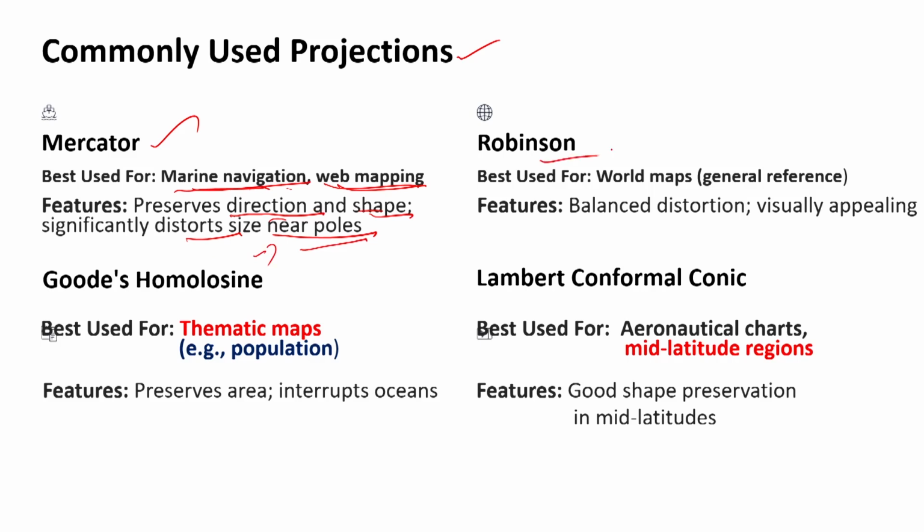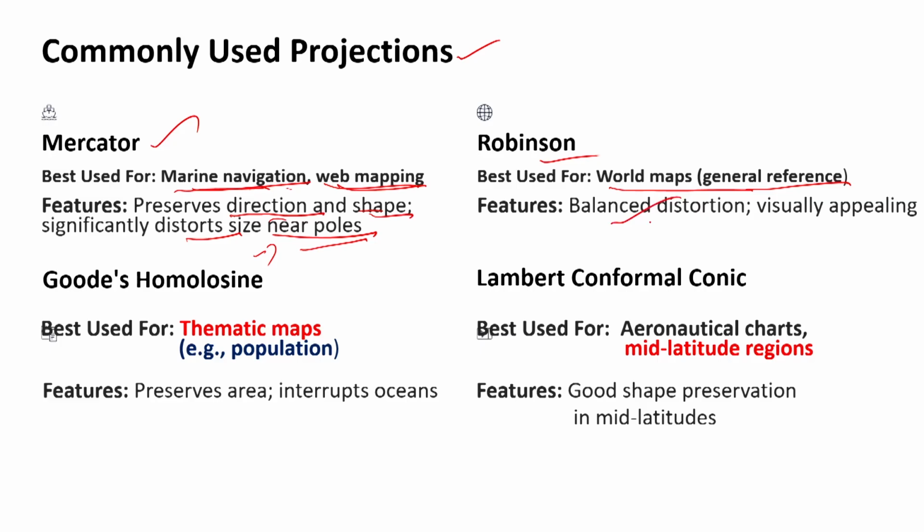Then Robinson, it is useful for a world map for general reference. It will balance the distortion. It will give a clear, visually appealing result. Okay. Goode's projection is mainly for thematic maps. If you are working with population, it is mainly for all sorts of thematic maps.